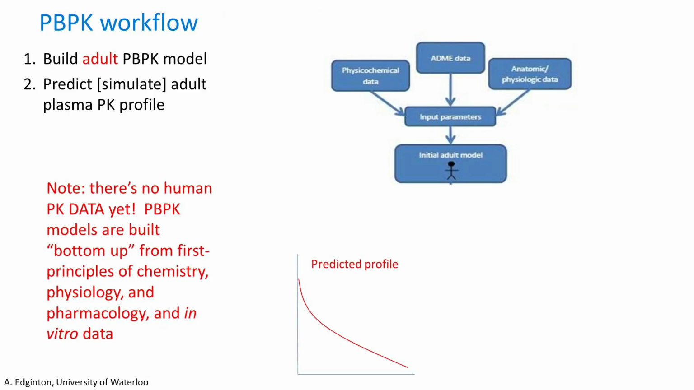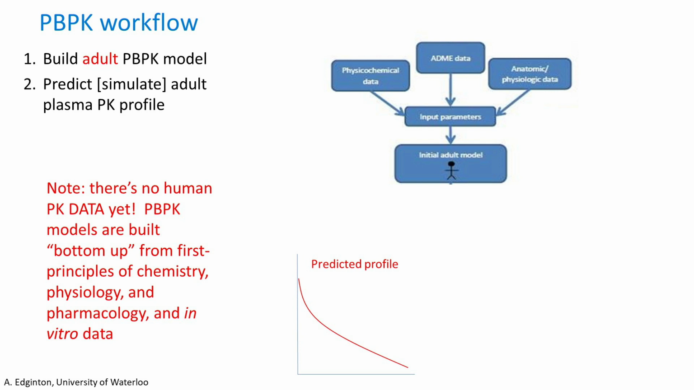So I'm going to walk you through a PBPK workflow, and these slides are courtesy of Andrea Edginton at the University of Waterloo. She's really an excellent lecturer on PBPK, and I borrowed this schematic from her. And in the schematic, we're talking about building an adult PBPK model and then scaling it to children. But this could really be the same if you were building a rat model and scaling it to humans, or building a healthy volunteer model and scaling it to disease patients. So we're going to use adult as our reference population.